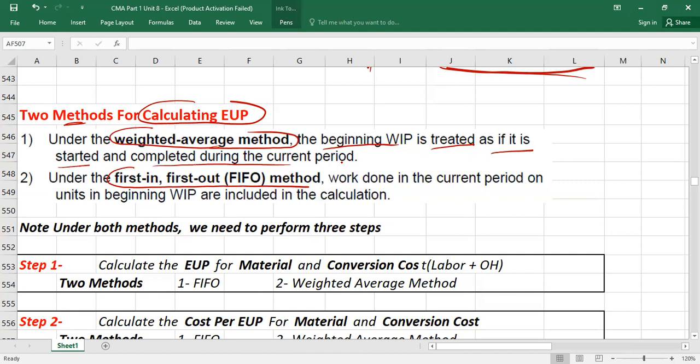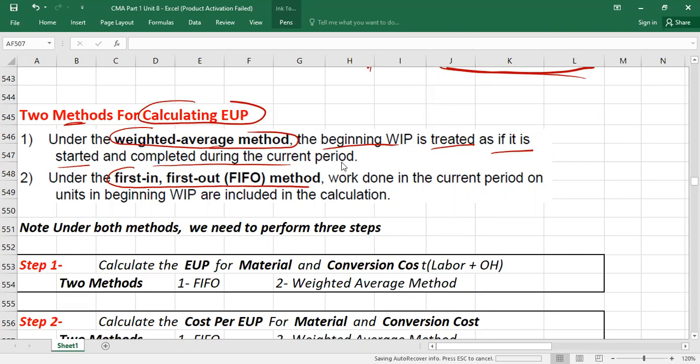Under the weighted average method, if you have a beginning work in process, we will assume, by the way, I will not use beginning work in process in my calculation because I will tell you a more shortcut way. But I'm explaining the theory, because there are several ways to do the calculations. I'll tell you the easiest way. What we assume under the weighted average method is that beginning work in process is completed in the current period. Understood? Because beginning work in process is coming from last year, even though it was started last year, we will assume it is completed in the current period.